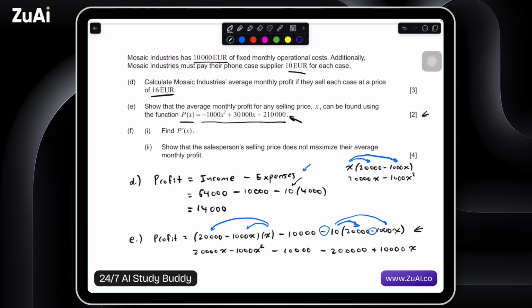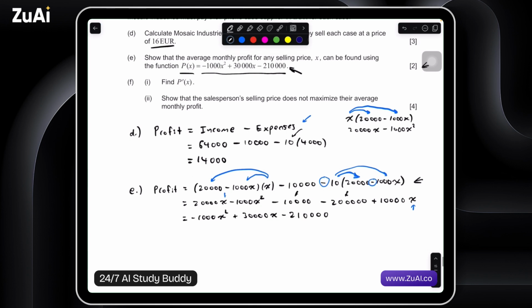Okay, so let's go ahead and get our x squareds. This is negative 1,000x squared. The terms that are just plain x's, there's an x, there's an x. We're going to have 20,000 plus 10,000, or, whoops, 30,000x. And then we have negative 200,000 minus another 10,000, which would be subtracting a whole $210,000. And there it is.